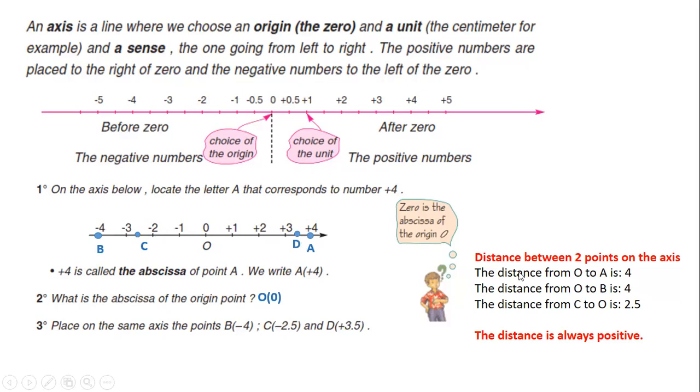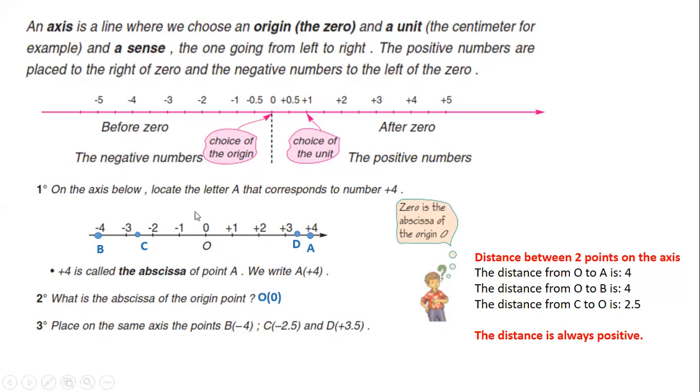Now let me talk about the distance between 2 points on the axis. For example, if I asked you, what is the distance from O to A? I don't say +4. Always when we talk about a distance, we say it 4, wherever it is, either in the positive side or in the negative side. So the distance from O to A is 4. We don't say a sign. The distance from O to D is 3.5.